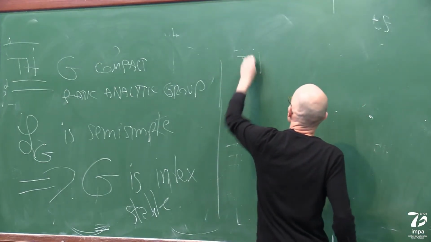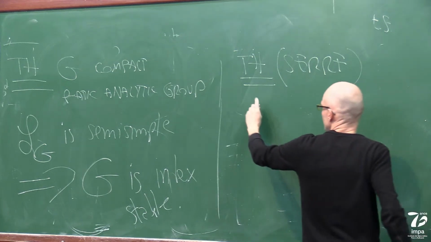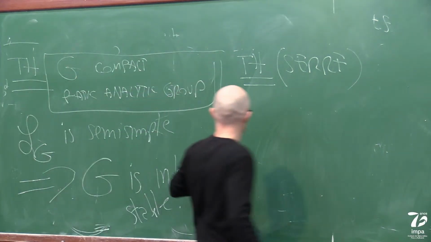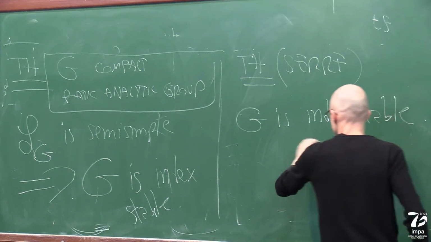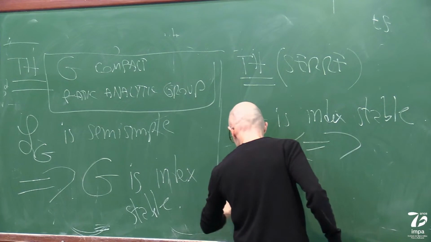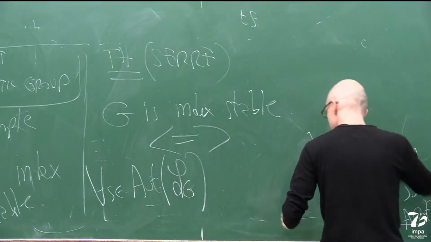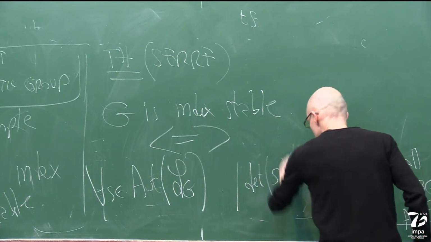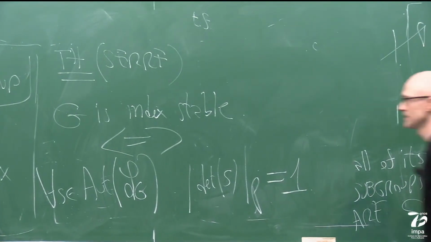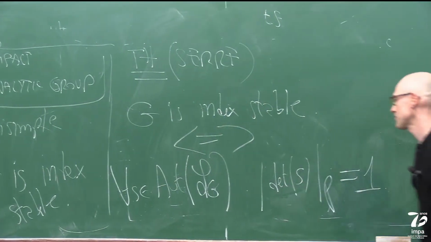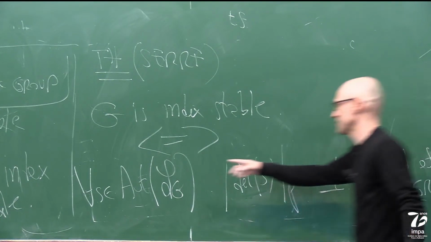I will state the theorem here. Theorem: under the same assumptions, G is index stable if and only if, for all automorphisms of the Lie algebra, the p-adic norm of the determinant of the automorphism is equal to 1. So since in case you are semi-simple the determinant is plus or minus 1, this result is a corollary of this one.